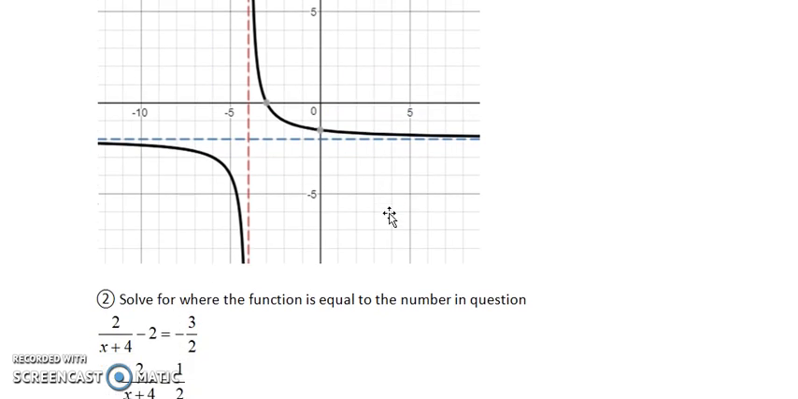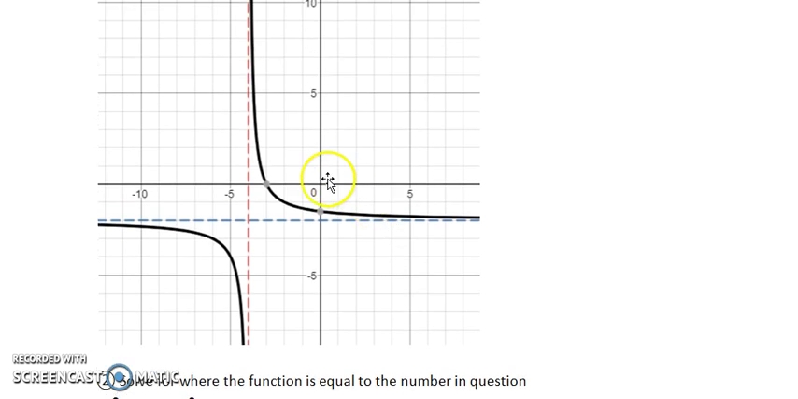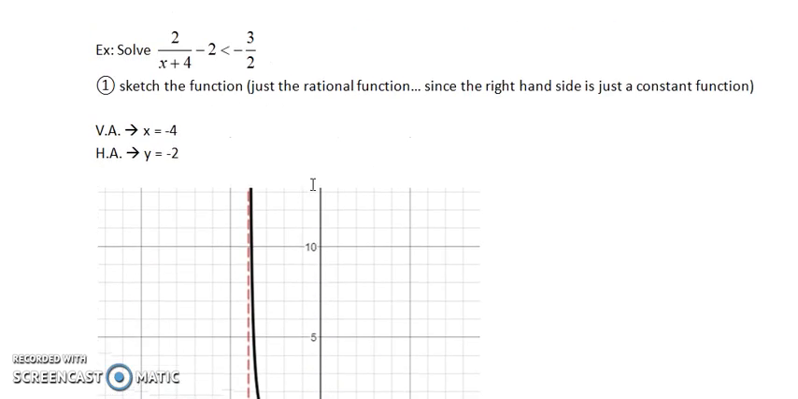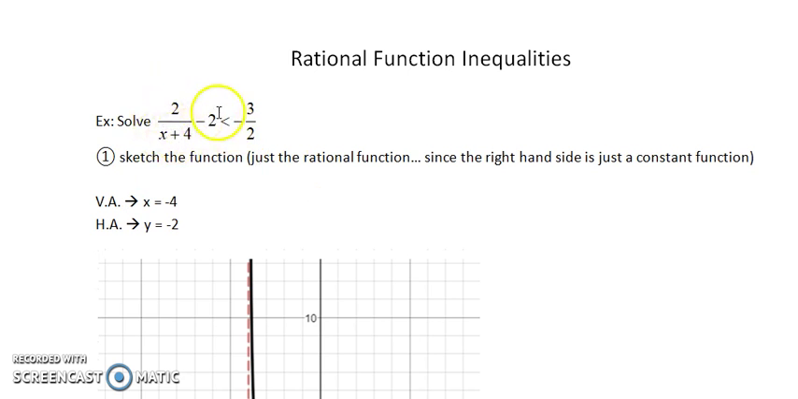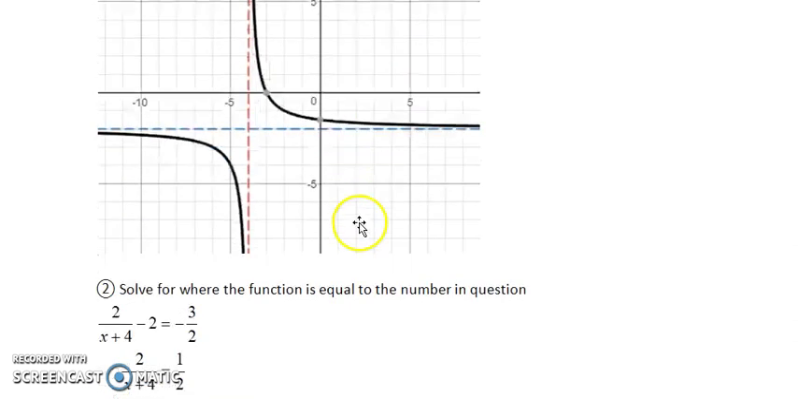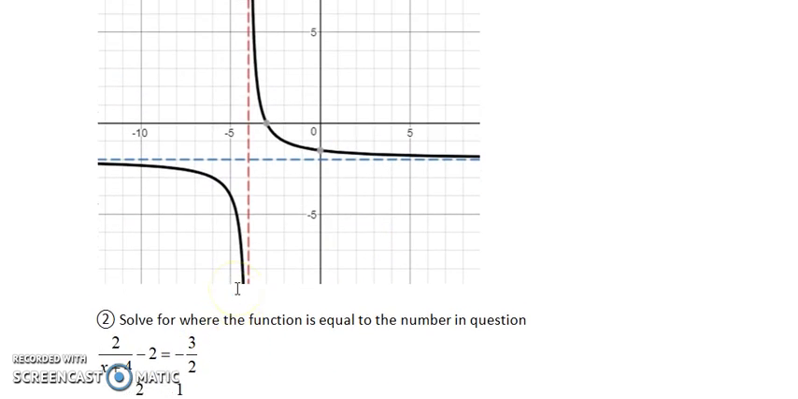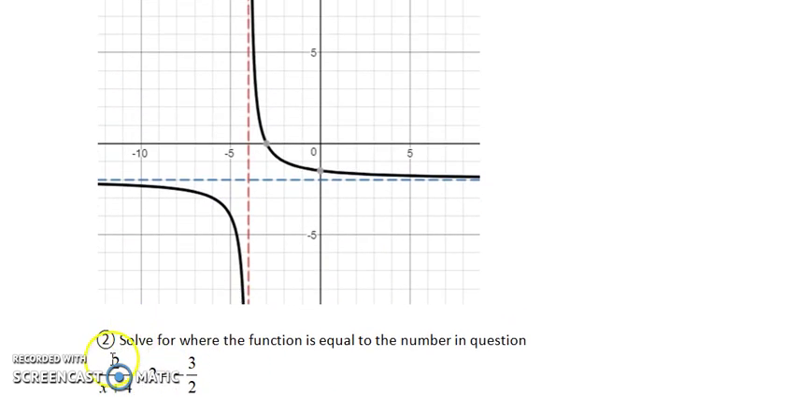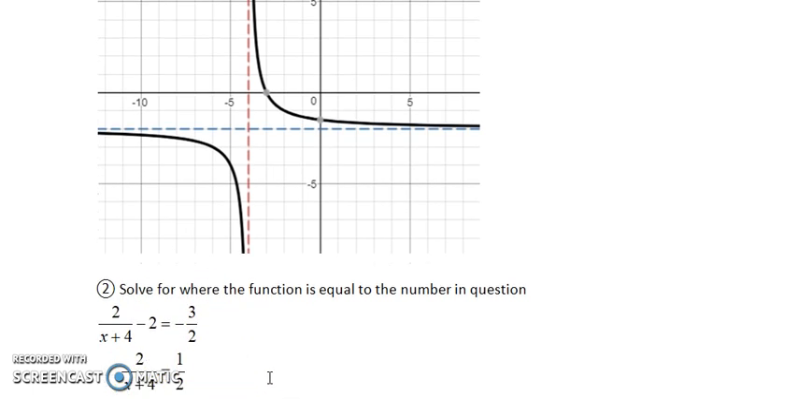And so if you did a quick sketch, it might not be exactly perfect, but that's more or less what it should look like. Step two is to solve for where the function is equal to the number in question. That means I'm going to solve for where my function is equal to negative 3 over 2. And the way I do that is just by solving this algebraic expression. I'll take my function 2 over x plus 4 minus 2, and I'll set that equal to negative 3 over 2.